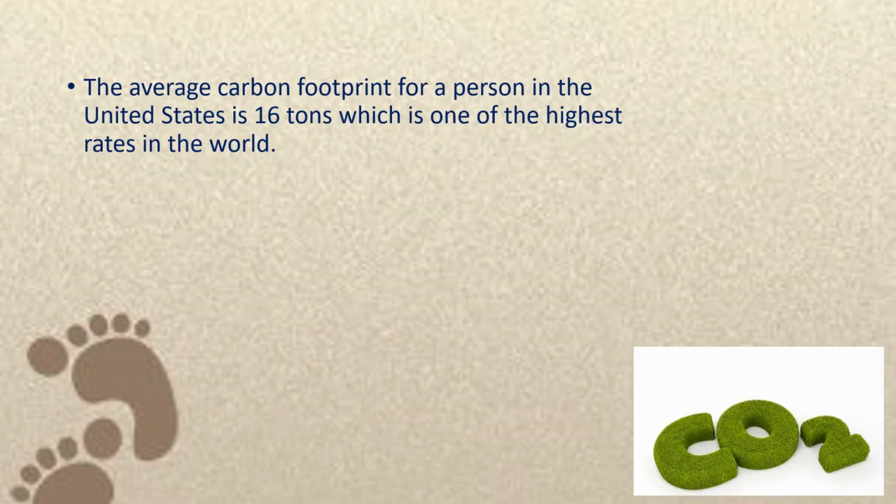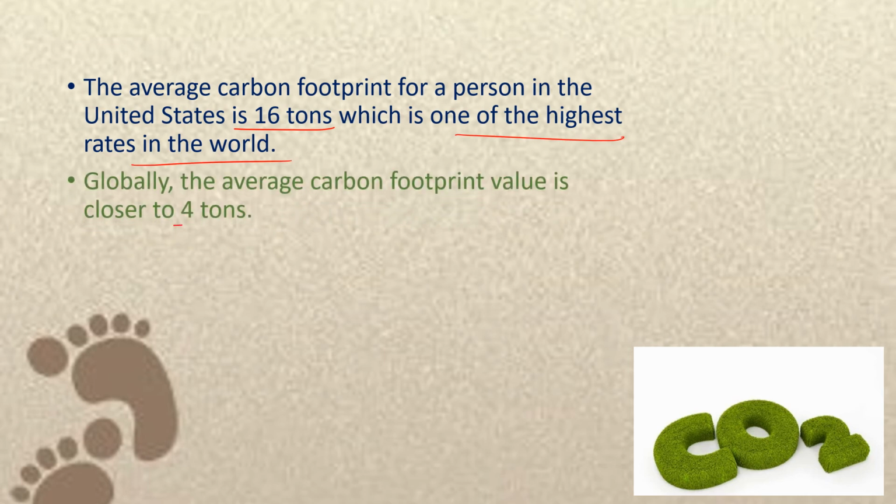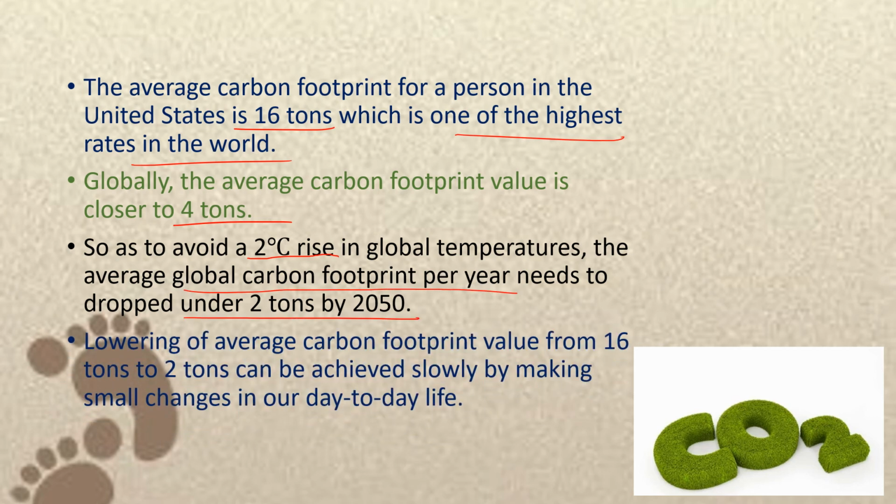So the average carbon footprint for a person in the United States is around 16 tons, which is one of the highest in the world. Globally, the average value is 4 tons. So, to avoid a rise of 2 degrees centigrade in global temperature, the average global carbon footprint per year needs to be dropped to around 2 tons by 2050.